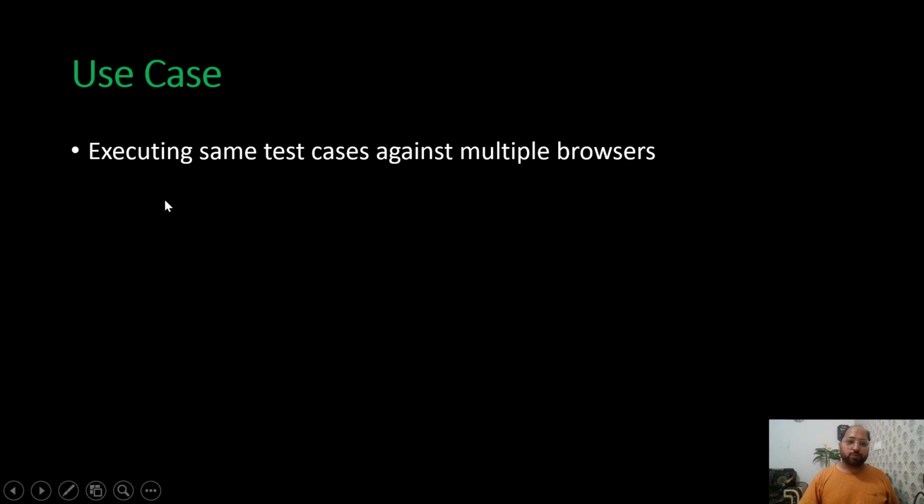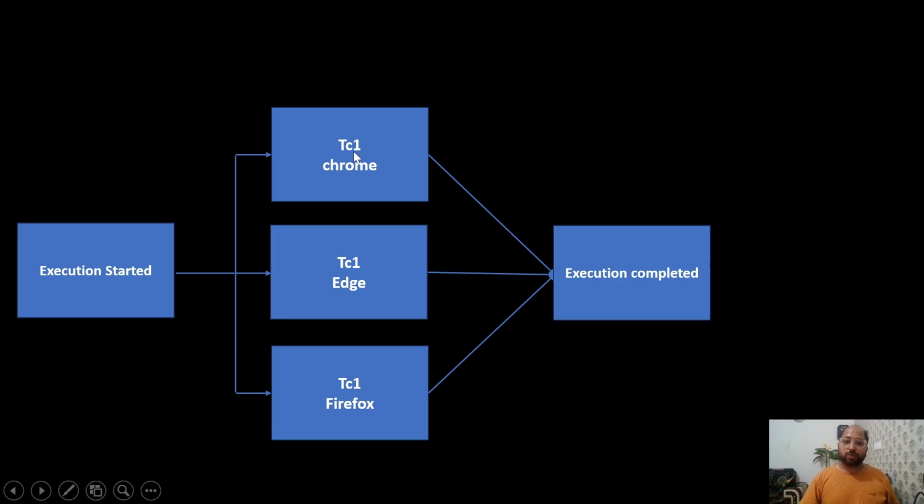Now the use case. The use case is we want to execute the same test cases against multiple browsers so that we can achieve cross-browser test case execution in parallel, right? From a diagram point of view, let us say we have test case 1 and we want to execute it against Chrome, Edge, Firefox and any other browser, but we want to execute them in parallel. So as soon as we start the execution, we want the same test case to be executed in Chrome, Edge and Firefox. So this is the use case.